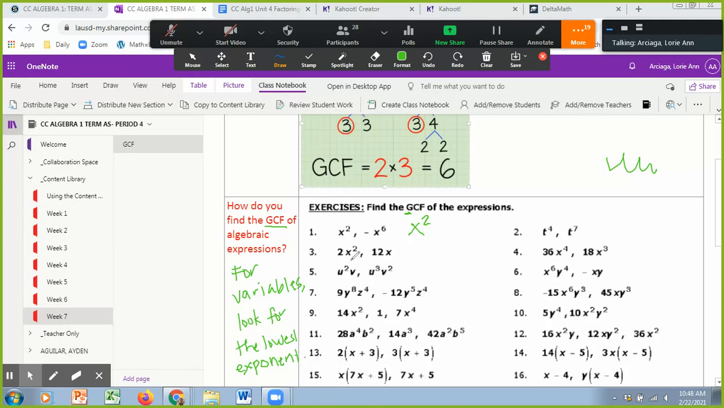Let's try again. What about if you have a number and a variable? So now you're going to do the same thing like we did earlier in the Kahoot. What's the GCF first of 2 and 12? So look at the numbers first. What's the GCF of 2 and 12? Can you tell me in the chat pod? It's 2. Very good. So that's for the number. Now look at the variables. What's the lower power that they share? 1. So then you're going to put 2x1, or 2x. Easy? Is that easy?